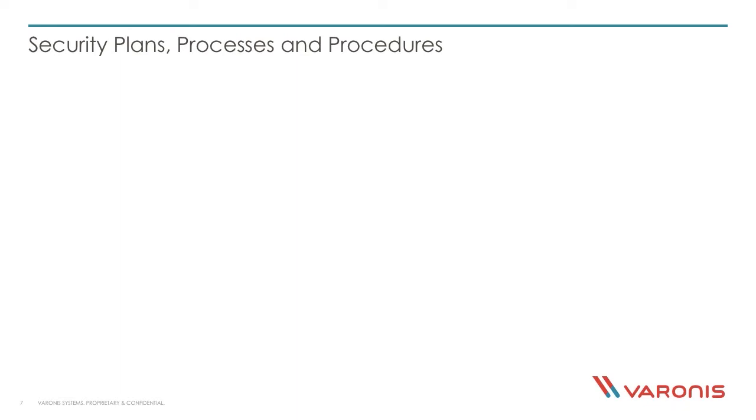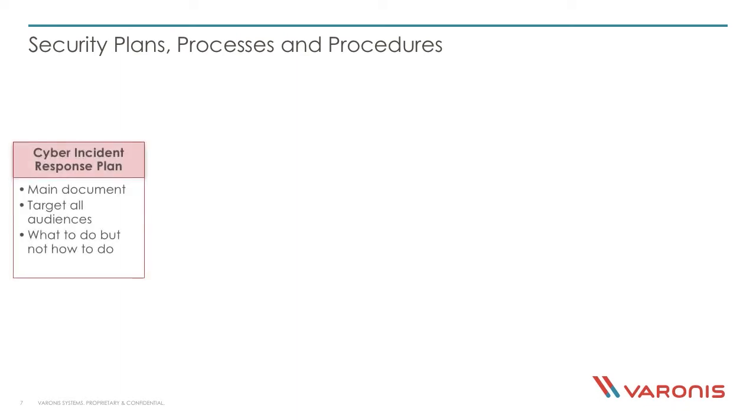So the first artifact is a cyber incident response plan. It targets all audiences, meaning that it should be followed by all stakeholders, from your CISO to your security analyst. Also, one important thing to remember is this document tells you what to do, but not how to do it. For example, your incident response plan may say, if a ransomware is detected in one machine, isolate the machine. Note that the plan is telling you what to do, but doesn't tell you how to log into the firewall and how to create a blocking rule, for example.